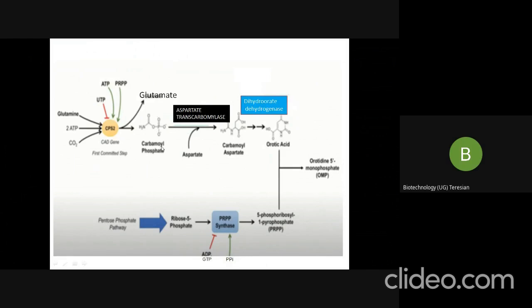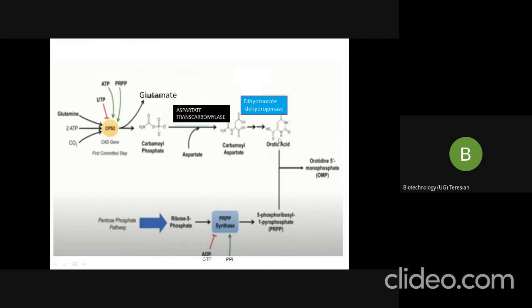Next, your carbamyl phosphate gets converted into carbamyl aspartate in the presence of another enzyme, aspartate transcarbamylase, wherein it requires an addition of an aspartate group. So with this, we get carbamyl aspartate, and again in the presence of the enzyme dihydroorotate dehydrogenase, we get the orotic acid.